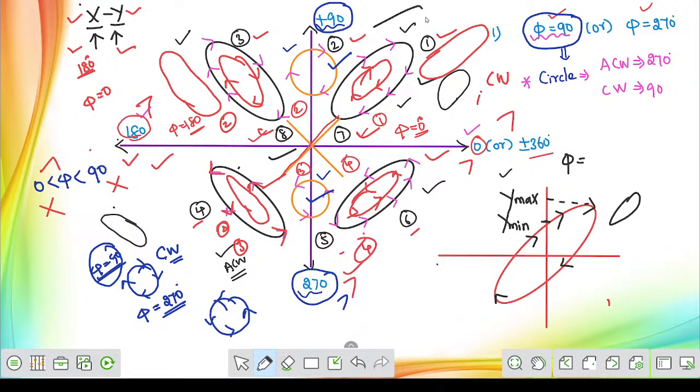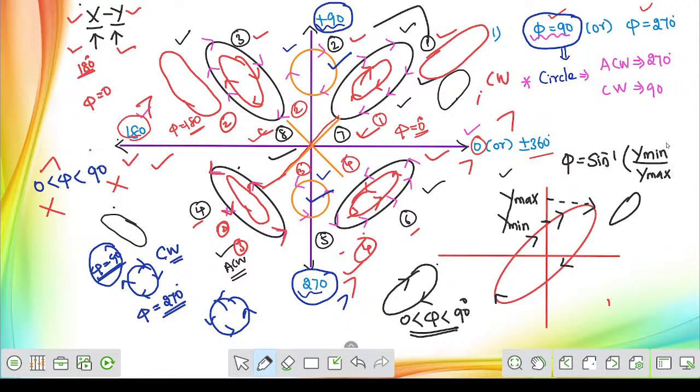As we are observing the diagram, I have given 8 patterns. If an ellipse is like this and rotating in the clockwise direction, then we know the phase angle must lie between 0 to 90 degree. If the question is framed like this, then directly use the formula: phi is equal to sine inverse of the minimum value in the numerator divided by the maximum value in the denominator. Either they will give the x-axis value or the y-axis value, whatever they give, just keep it in your mind and based on this you can easily evaluate it.